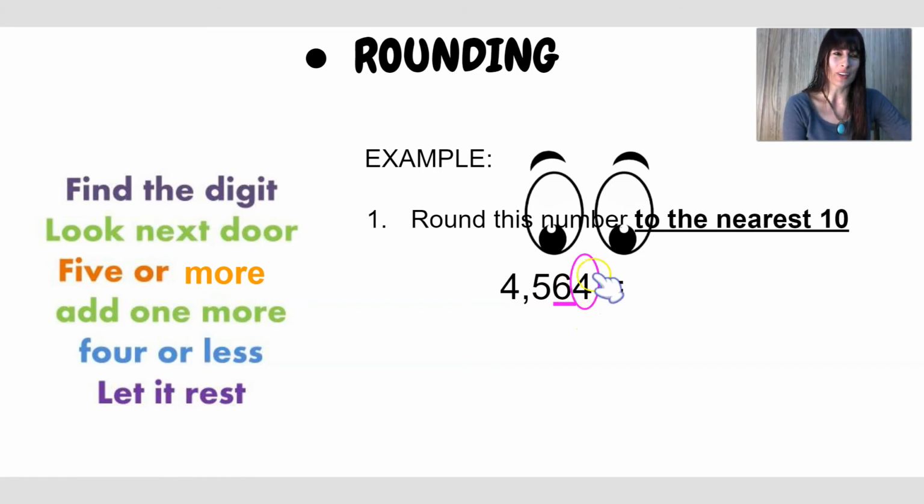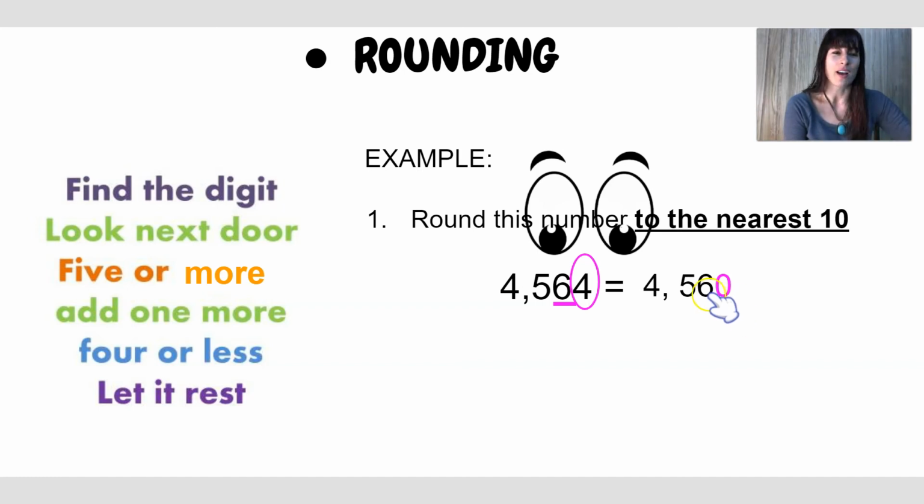And now the number we're looking at is the number 4, because this number will tell us what to do with the number we underlined. So we're going to say the poem. The poem is 5 or more, add 1 more. 4 or less, let it rest. So it's telling me to let it rest. So I'm not going to do anything to the number 6. I'm simply going to copy the number 6 and change the last number to 0.